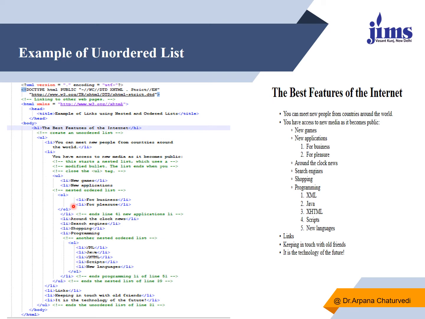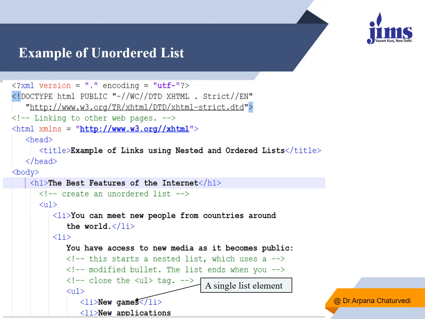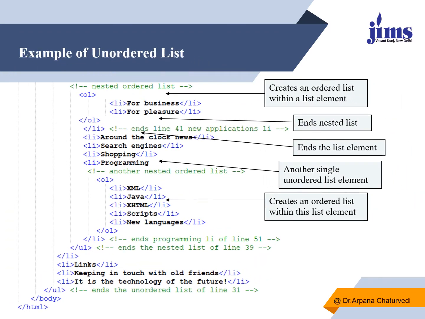OL. And this is for these lists, new games, new applications, and all programming. So we have used UL from here, and this UL closed over here. After new languages, UL closed. Then came the outermost list, which we have started from here and closed finally here. So the list can be nested properly, should have proper opening and closing tags. Problem. So this is again explained in a much wider way, as I just explained to you.